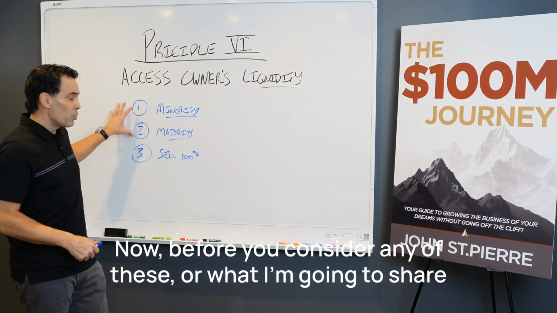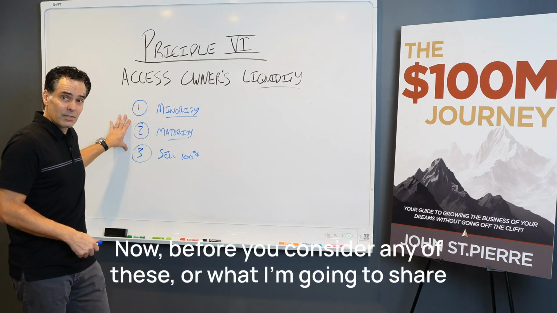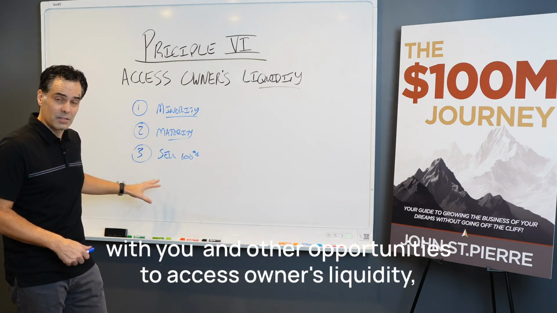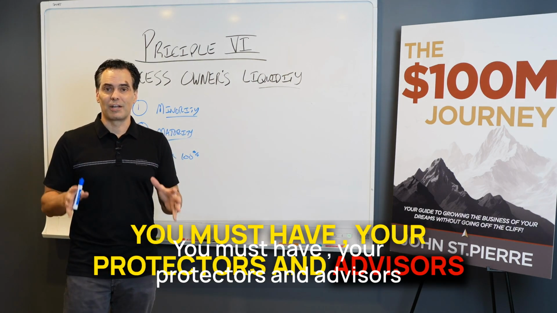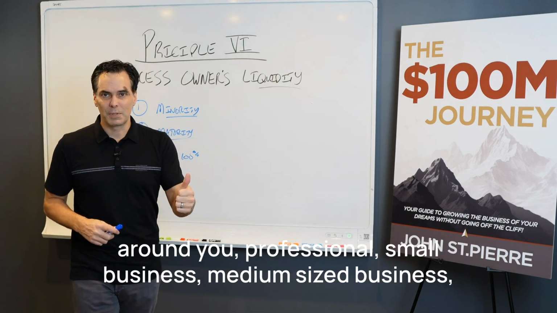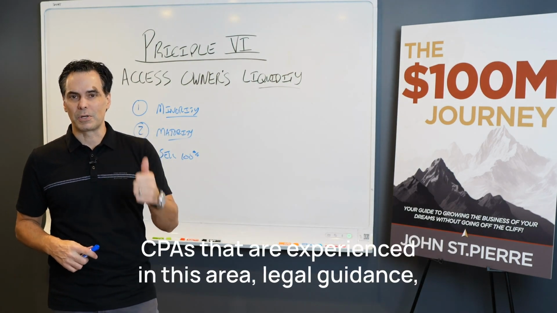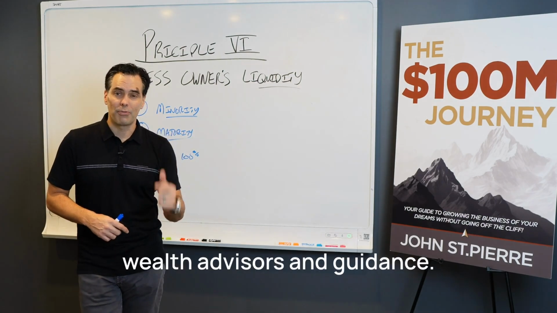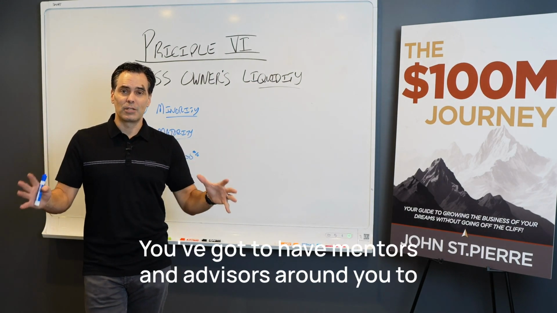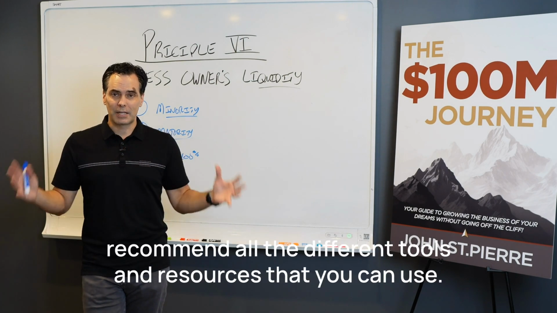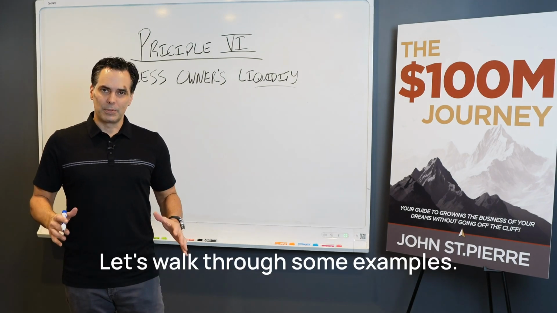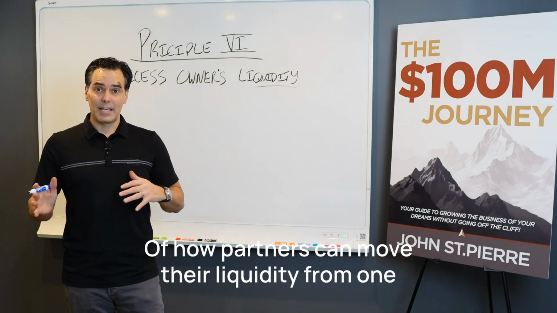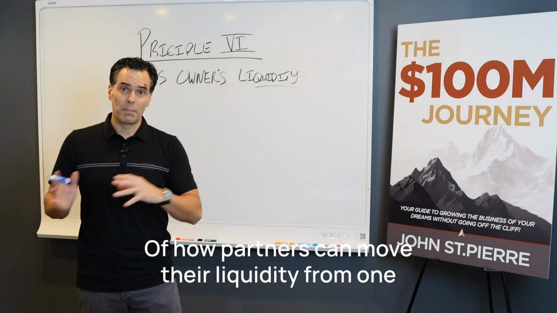Now, before you consider any of these, or what I'm going to share with you in other opportunities to access owner's liquidity, you must have your protectors and advisors around you. Professional small business, medium-sized business CPAs that are experienced in this area, legal guidance, wealth advisors and guidance. You've got to have mentors and advisors around you to recommend all the different tools and resources that you can use. Let's walk through some examples of how partners can move their liquidity from one balance sheet to another.